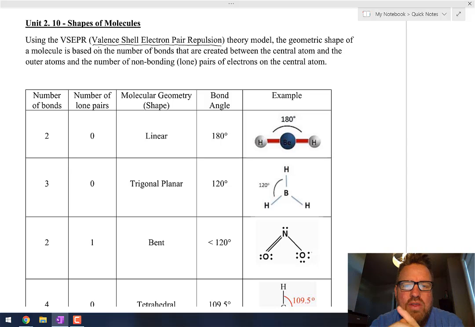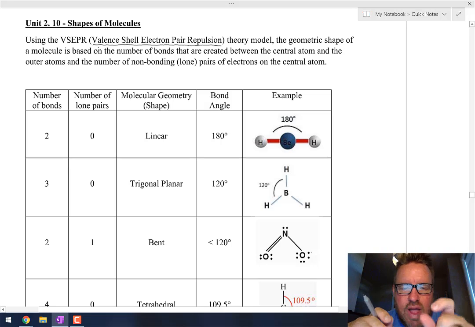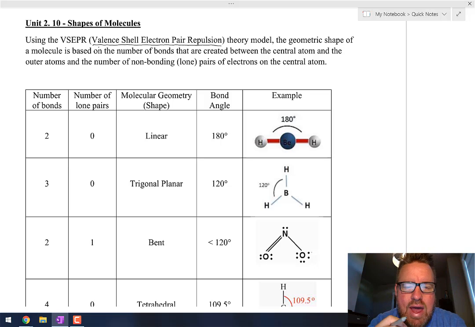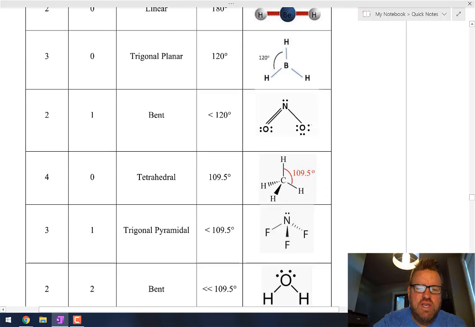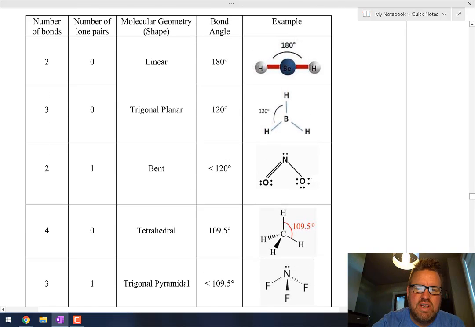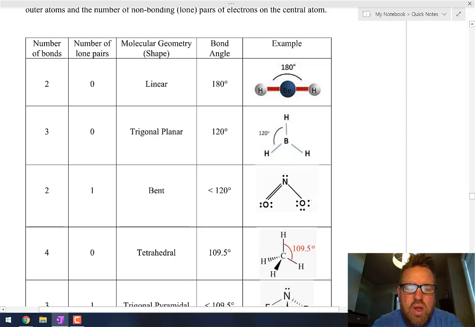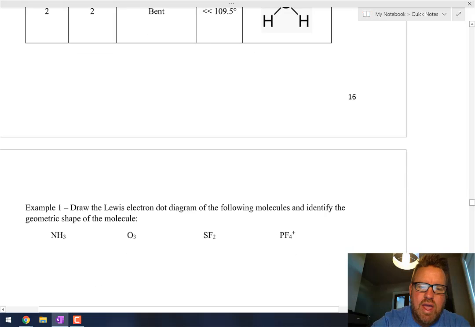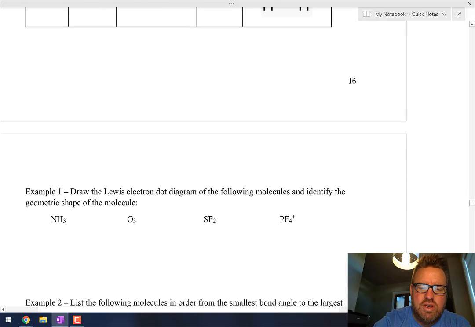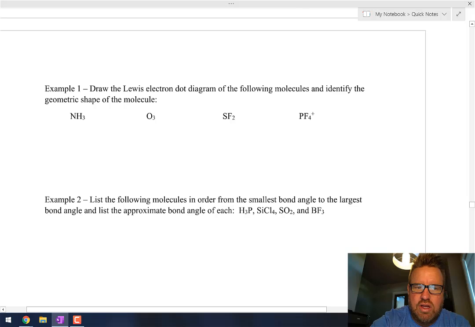The way that you determine the shape of a molecule is based on the number of bonds and the number of non-bonding or lone pairs on the central atom, or on the atom in question. Typically it is the central atom. As you can see here, there are 6 different shapes that you need to be familiar with. I'm going to go over each of them, and after we go over them, we're going to look at our examples here.